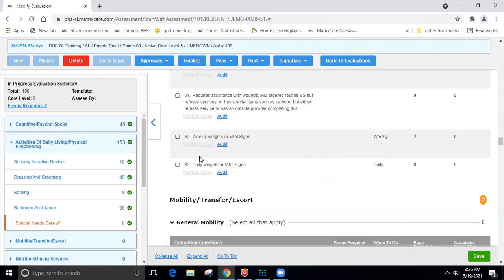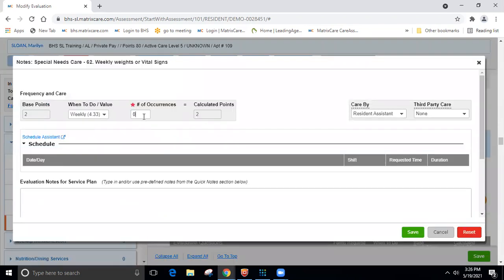We have weekly weights and daily weights, and you just need to know what your marketing is, because if you have vital signs monthly or quarterly included, we would not bill extra unless it's above that. But we don't typically schedule in here. We just get the points in here.